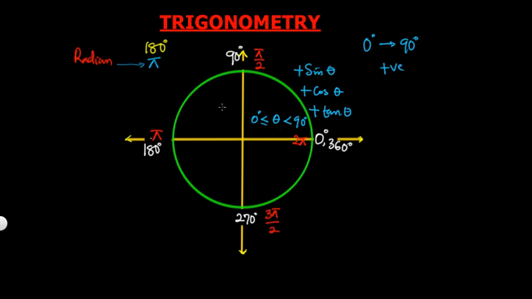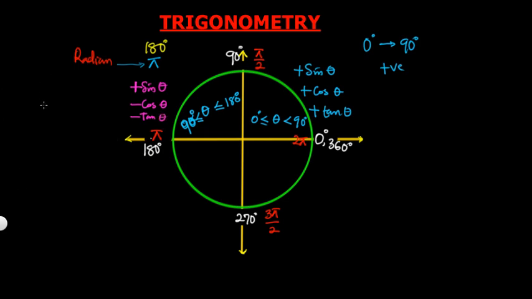But once it moves to the second quadrant, where theta is between 90 degrees and 180 degrees, only the sine is positive. Only the sine is positive. All others are negative. That is, cos is negative and tan is as well negative.